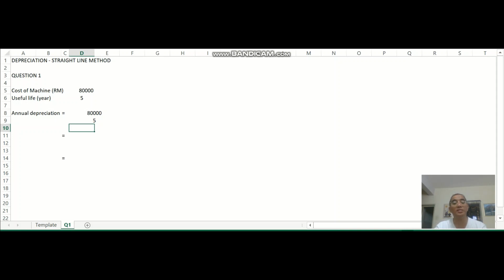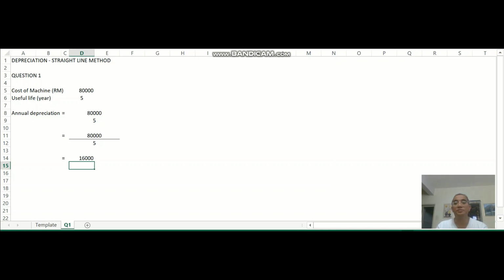When I say annual depreciation, annual means per year. So for 1 year, how much will it cost? We take 80,000 and divide by 5. I make it here as a formula, and my answer will be 16,000. So the annual depreciation for this machine will be 16,000 per year, meaning it will be put in the statement of profit and loss in the expenses section as 16,000 for every year.